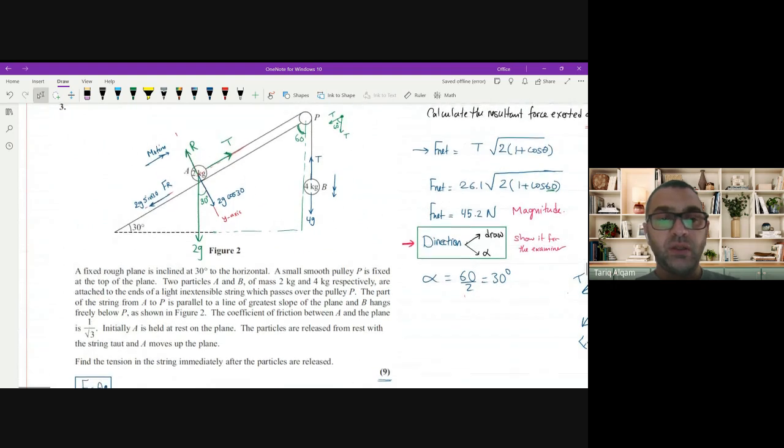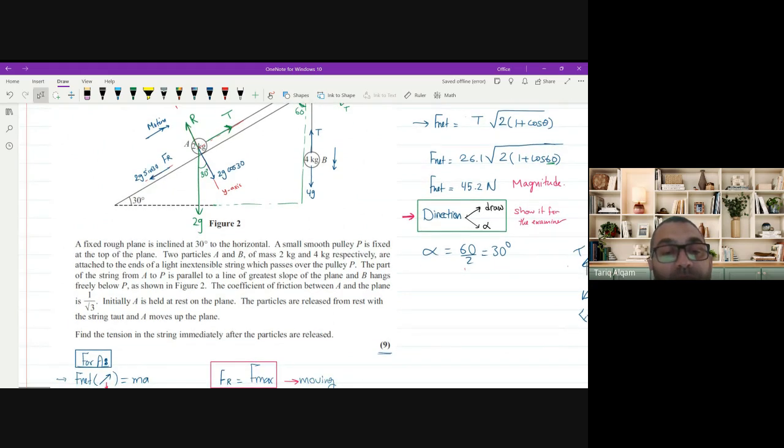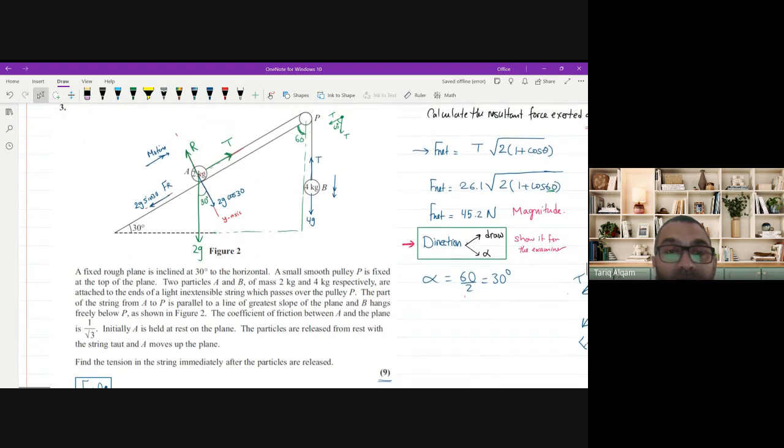In this question, a fixed rough plane is inclined at 30 degrees to the horizontal. A smooth pulley P is fixed at the top of the plane. Two particles A and B of mass 2 kilograms and 4 kilograms respectively are attached to the ends of a light inextensible string, which passes over the pulley P. The part of the string from A to P is parallel to the line of greatest slope of the plane, and B hangs below P as shown in figure 2. The coefficient of friction between A and the plane is 1 over root 3. Initially, A is held at rest. The particles are released from rest with the string taut. A moves up the plane. Find the tension in the string immediately after the particles are released.